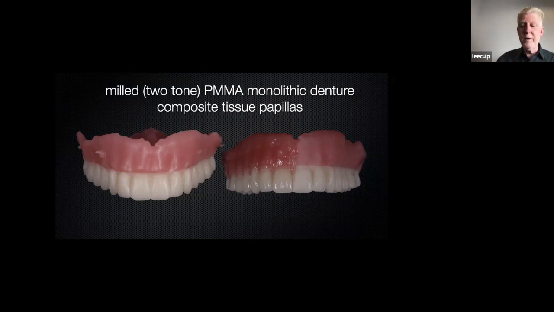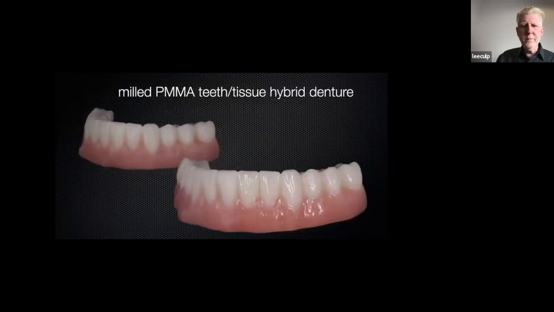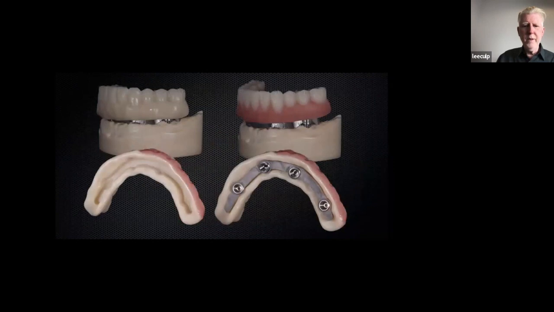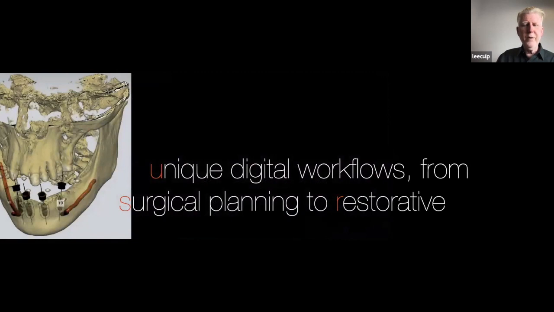Ivoclar took this one step further to get the tooth shapes into the denture base that we're milling. Milled PMMA, hybrid. And then we started doing them over bars, making our bars here, doing over the top, both with milled base and milled teeth, or milling the monolithic. And then we do a lot of clear diagnostic dentures for scanning. But we could basically do anything you can possibly think of with dentures.